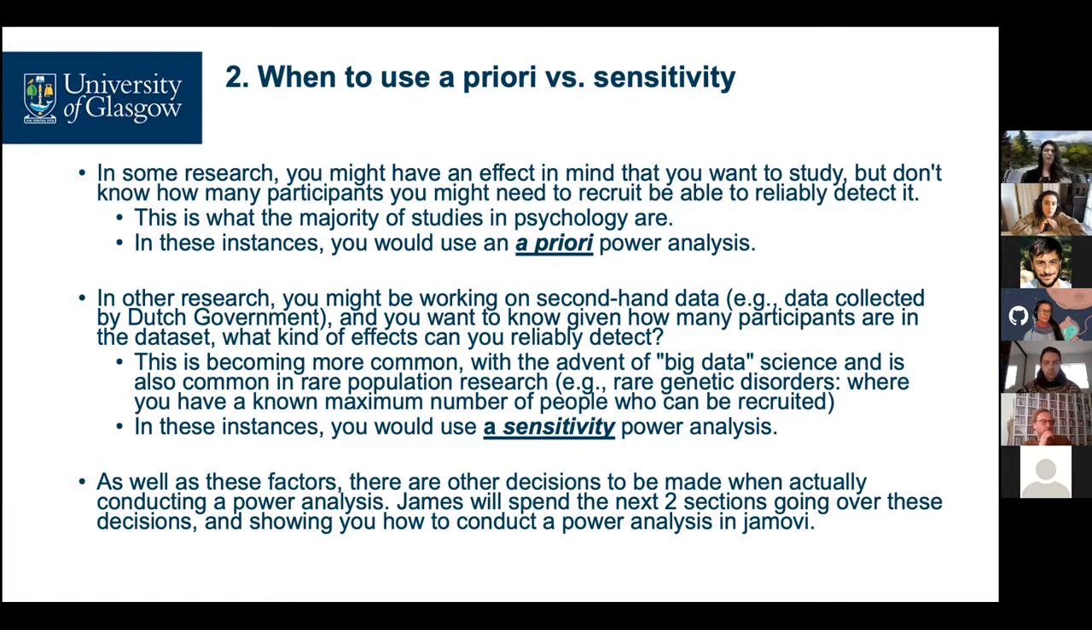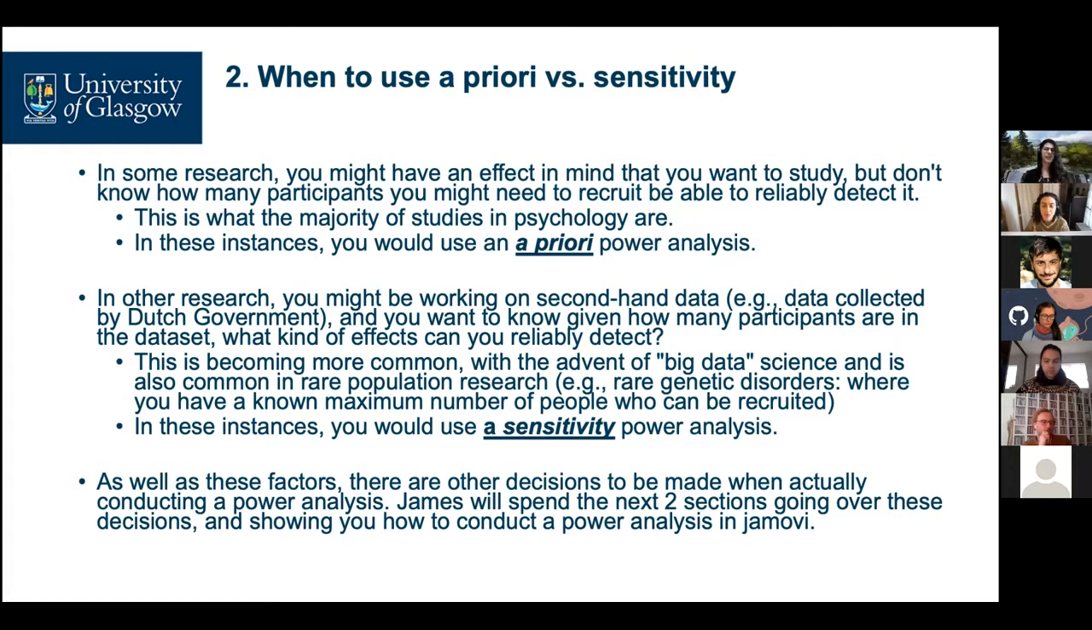And there's also rare populations. So for example, in some of my work, I've worked on research with people with rare genetic disorders, where there's only going to be maybe 300 people in the entire country who could be recruited. And so we need to know, okay, even if we manage to recruit, say, 2/3 of the entire possible population of 200 people, what kind of effects could we even actually be likely to find? It's not just, oh, well, we'll just recruit more participants, because there aren't more participants. It's, okay, we know we're going to have a set maximum. What effects should we be looking for?